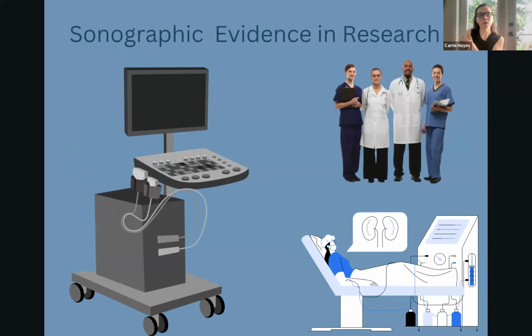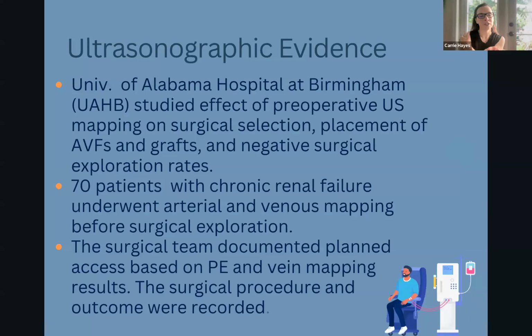So just a quick little study here, very small group of patients, but this was done at the University of Alabama Hospital in Birmingham. They were basically studying the effect of preoperative ultrasound mapping on surgical selection, placement of AV fistulas and grafts, and any negative surgical exploration rates. So they picked 70 patients with chronic renal failure that had arterial and venous mapping before surgical exploration.